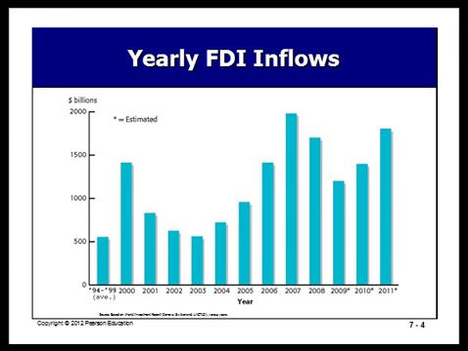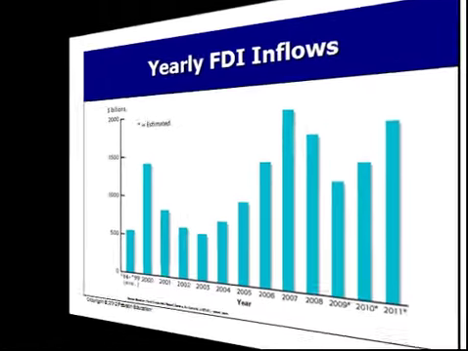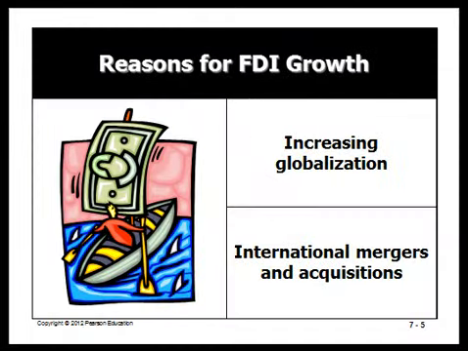Patterns of foreign direct investment. As shown in this graph, FDI inflows grew by about 30% through the 1990s. FDI peaked at $1.4 trillion in 2000, slowed for a few years, and then rebounded in 2004, 2005, and 2006, and reached an all-time high of $1.9 trillion in 2007. Reasons for FDI growth. The two main drivers of FDI flows are globalization and international mergers and acquisitions.